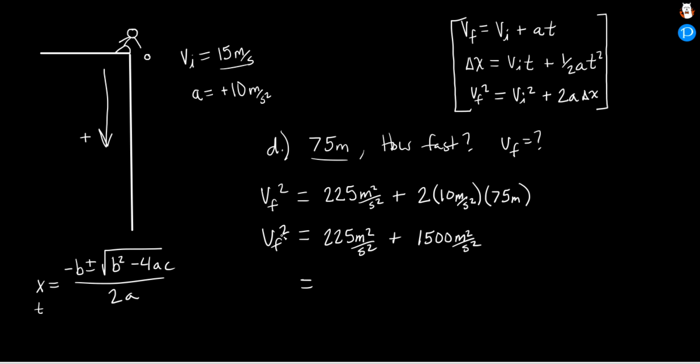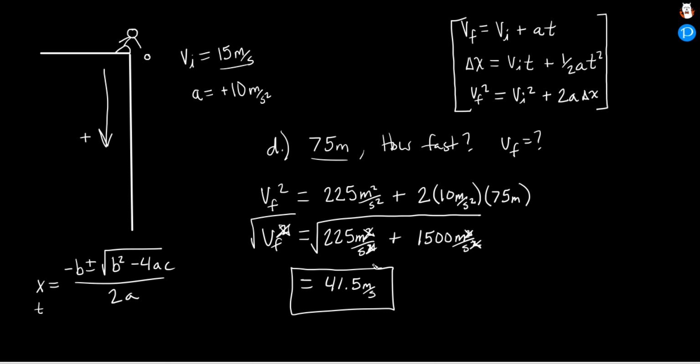We know that this is final velocity squared, which means to get rid of that squared, I need to take the square root of that, which means I'm going to have to do it to both sides, which is a good thing because I've got this meter squared over second squared. And so when I take the square root, those are going to go away. So 225 plus 1,500, taking the square root, and we should get 41.5, and it's going to be meters per second. And that is our final answer for that one. Whew, that was a long one, but we made it.